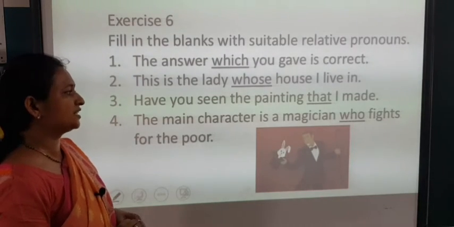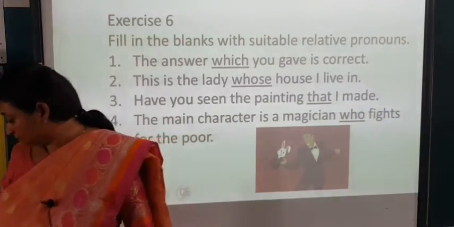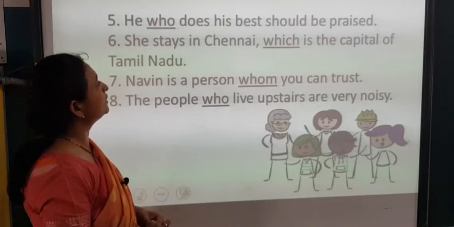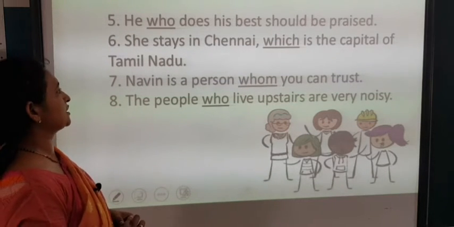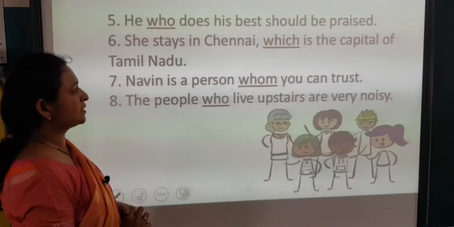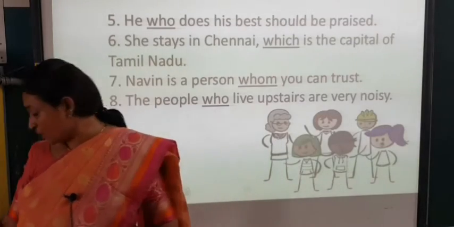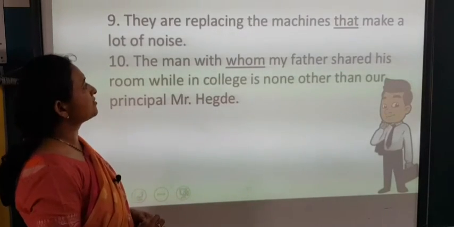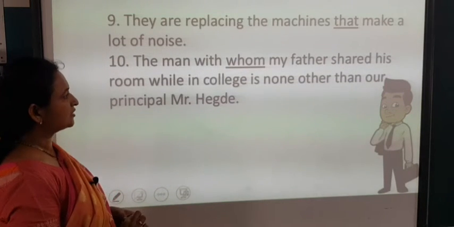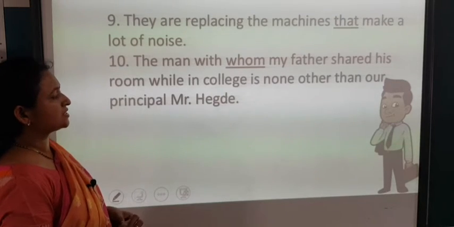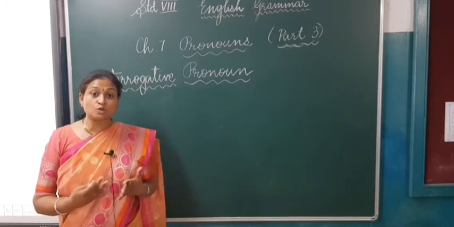Have you seen the painting that I made? The main character is a magician who fights for the poor. He who does his best should be praised. She stays in Chennai, which is the capital of Tamil Nadu. Naveen is a person whom you can trust. The people who live upstairs are very noisy. They are replacing the machines that make a lot of noise. The man with whom my father shared his room while in college is none other than our principal, Mr. Hegg.